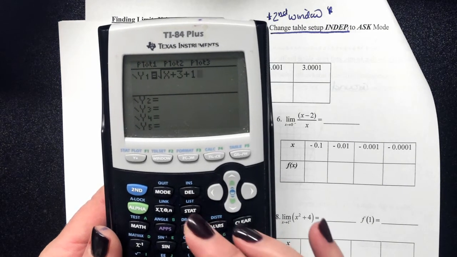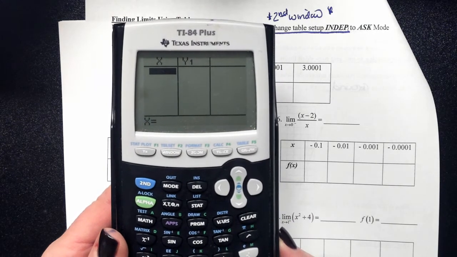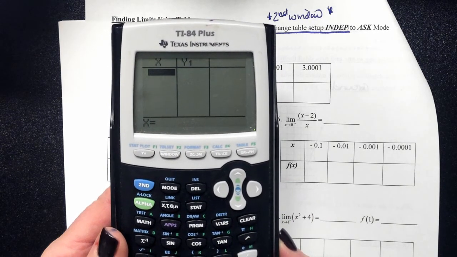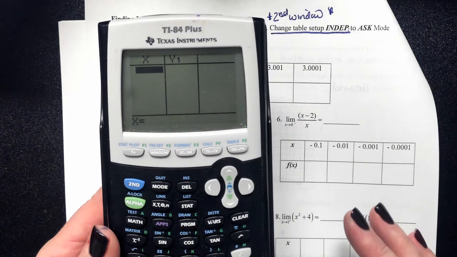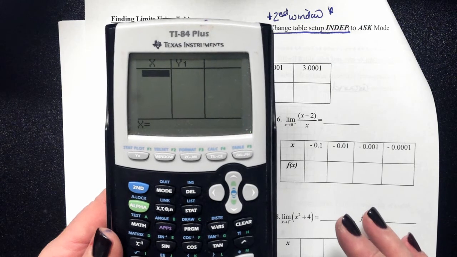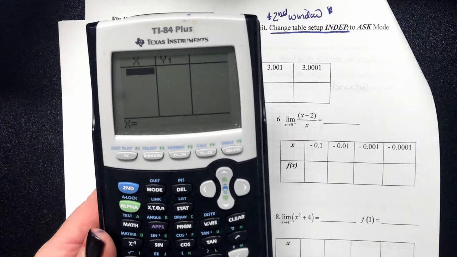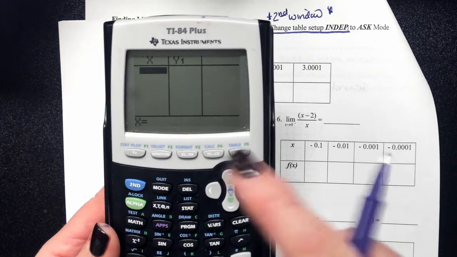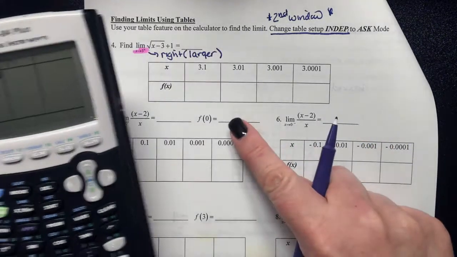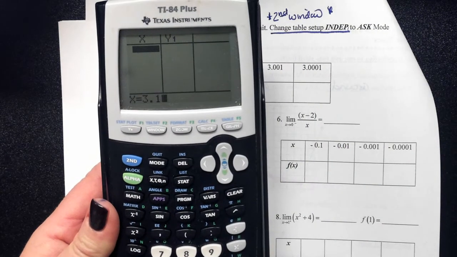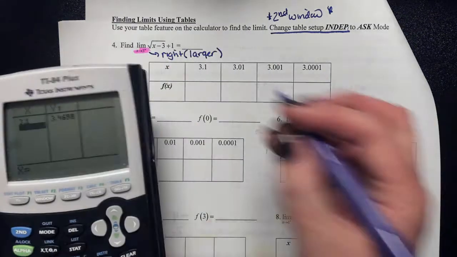Now, if I go under my second graph, which is where my table of values is, when you change that independent variable to ask, it clears out your table of values. When you had it on auto, the calculator was automatically filling in x for you and then calculating y values. So the calculator is now waiting for you to type in an x value. So if I type in 3.1 and hit enter, notice it's giving me my y value 3.4698.